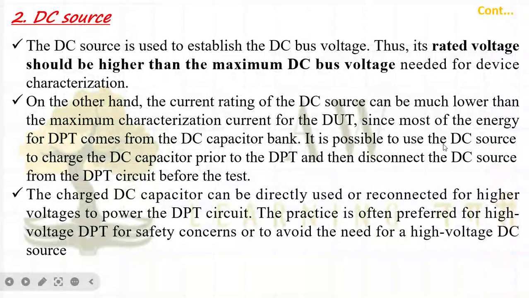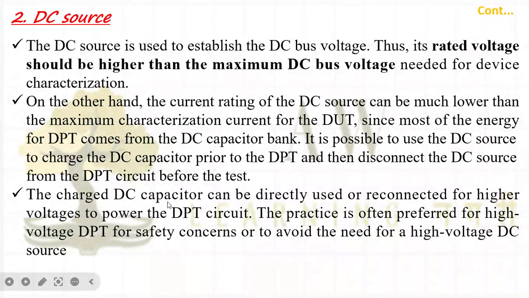It is possible to use the DC source to charge the DC capacitor prior to the DPT and then disconnect the DC source from the DPT circuit before the test. So what people generally practice is they charge the capacitor first, then remove the DC source and then do the test. That is also okay, because once the capacitor gets charged, it will supply the energy to the devices.